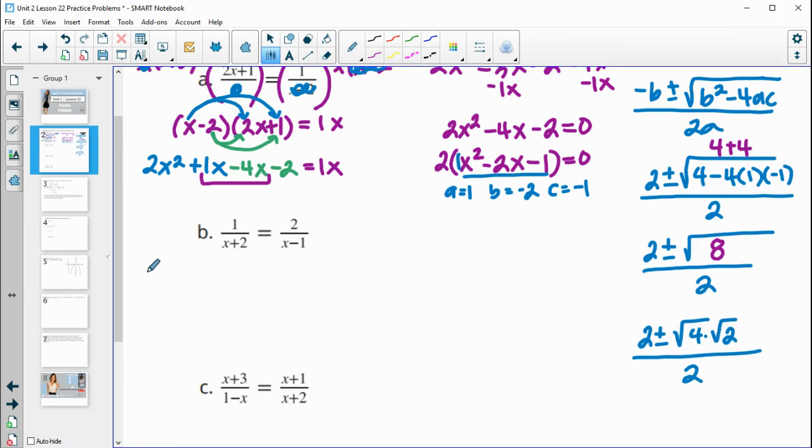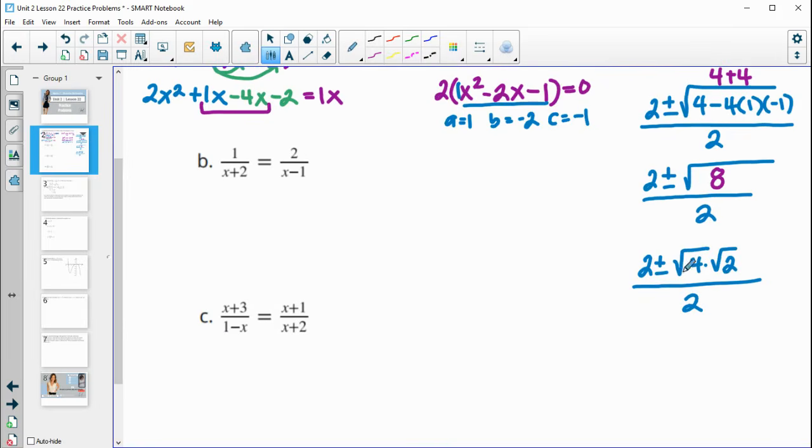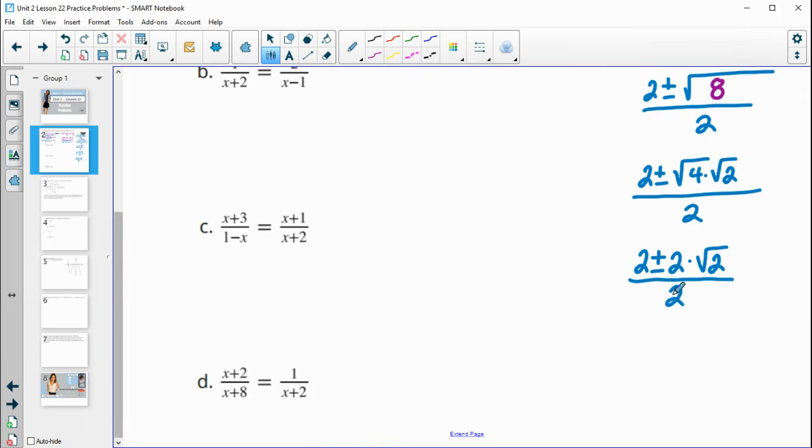And the reason we do this is because the square root of 4 is just 2. And then we still have this square root of 2, which isn't a nice number, and then divided by 2. So now we can divide all of these parts here.